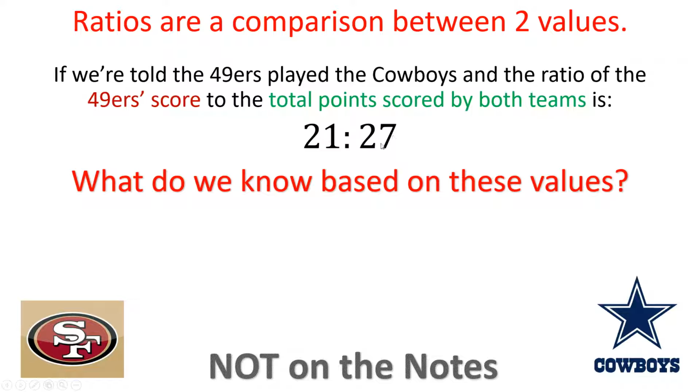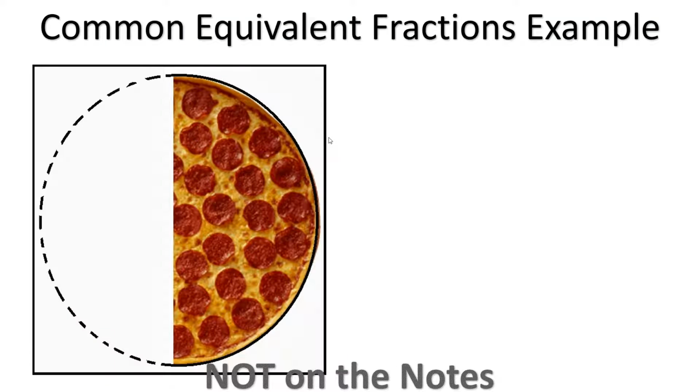So the Cowboys only scored 6 points. So the 49ers won by quite a bit. That's what this ratio would tell us.